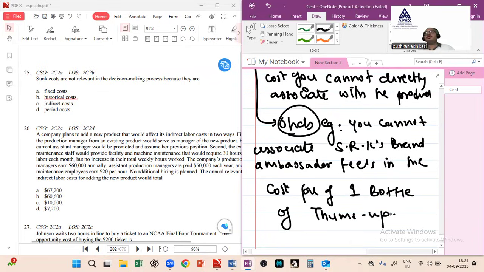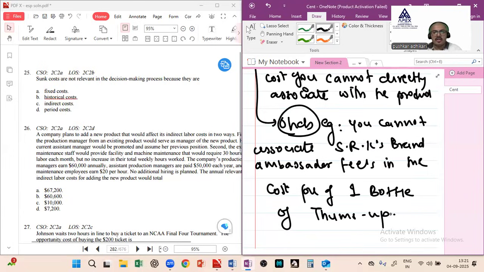of Thums Up. When you buy a 40 rupees bottle of Thums Up, what can you associate to that 40 rupees? Sir, water, sir, carbon dioxide, sir, sugar, sir, flavor. This is what we have incurred. But in that 40 rupees that you are paying, the company is also recovering from you Shah Rukh Khan's brand ambassador fees. But how much are they recovering? Sir, I don't know. How can I say that? You can't say that because it's an overhead, it's an indirect cost.